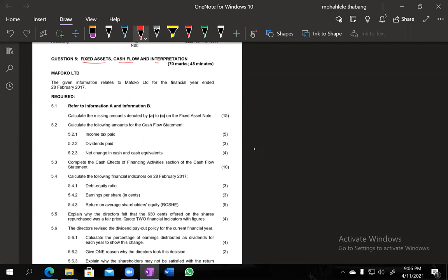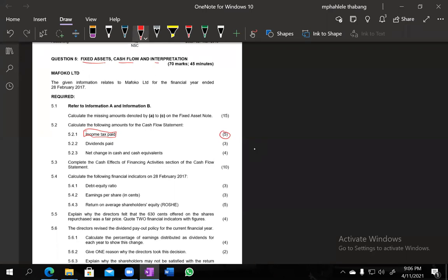Look at this question 5.2.1. I will come back to 5.1, don't worry. When you see such a question, you should be happy. You should say, oh, thank God, I've got 5 marks in pocket. This one, we must take it, because they want us to calculate the amount of tax paid.